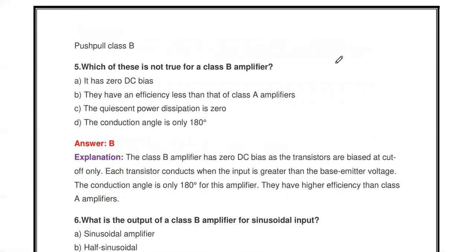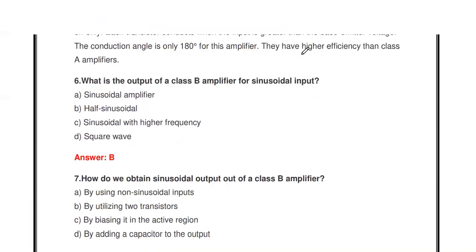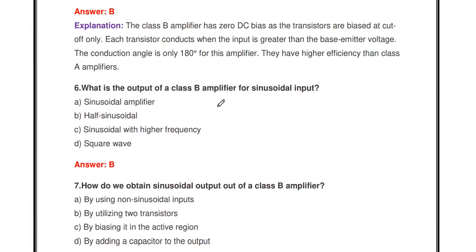Then the next one: which of these is not true for a class B amplifier? It has a zero DC bias. They have an efficiency less than that of a class A amplifier. This is false, because the efficiency of class B is 78.5 percent, which is greater than class A amplifier. So this one is wrong. The quiescent power dissipation is zero, and the conduction angle is 180. The remaining three are correct.